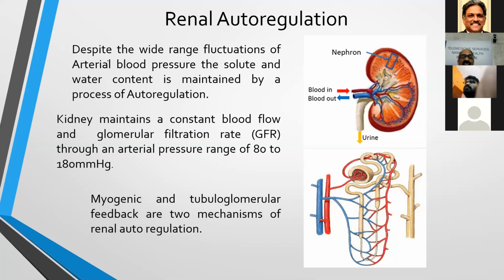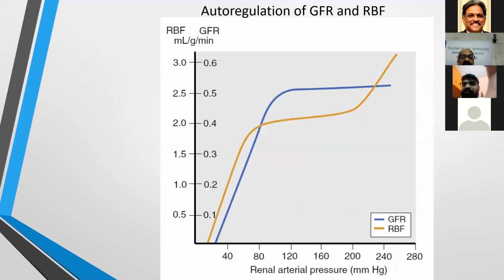The mechanism of autoregulation is described by two mechanisms, the myogenic theory and the tubuloglomerular feedback mechanism, which are responsible for renal autoregulation. Graphically represented, the renal autoregulation is shown here. We have the mean arterial blood pressure on the horizontal axis and the renal blood flow and the glomerular filtration rate on the vertical axis. So between the mean arterial pressures of 80 and 180 or 160, the renal blood flow is maintained constant. And similarly, the glomerular filtration rate is also maintained.